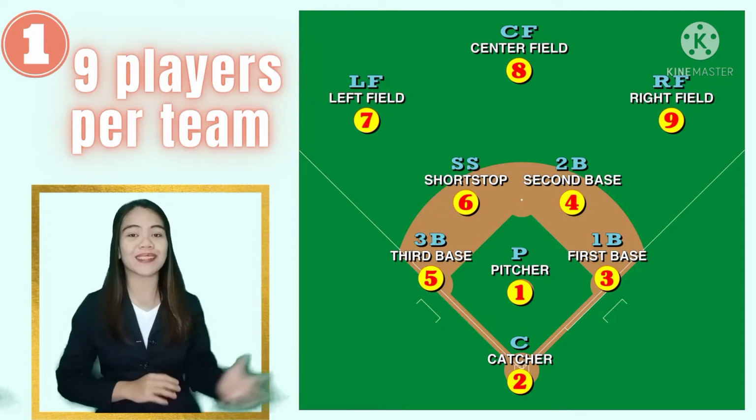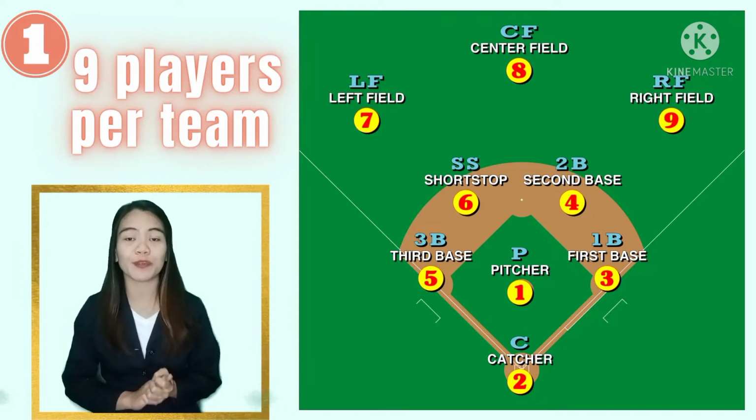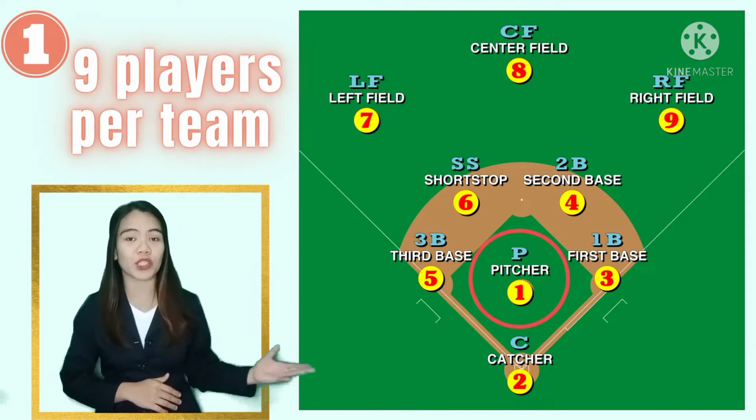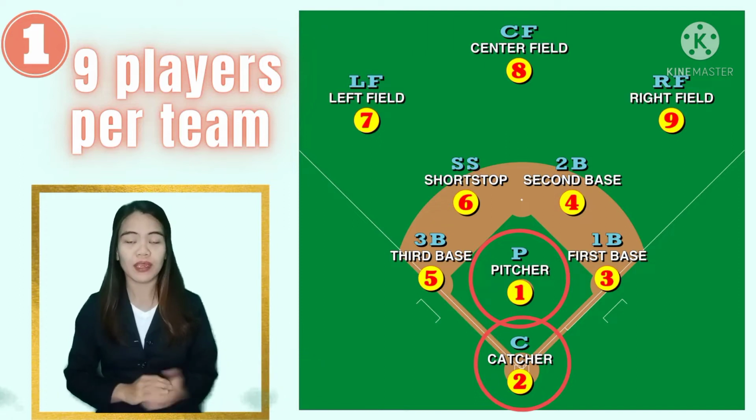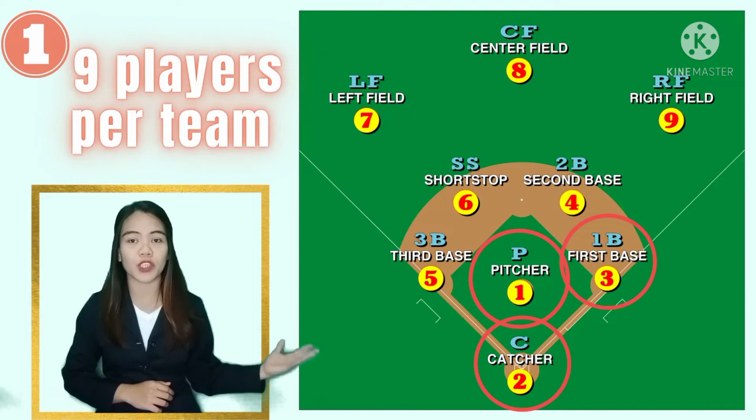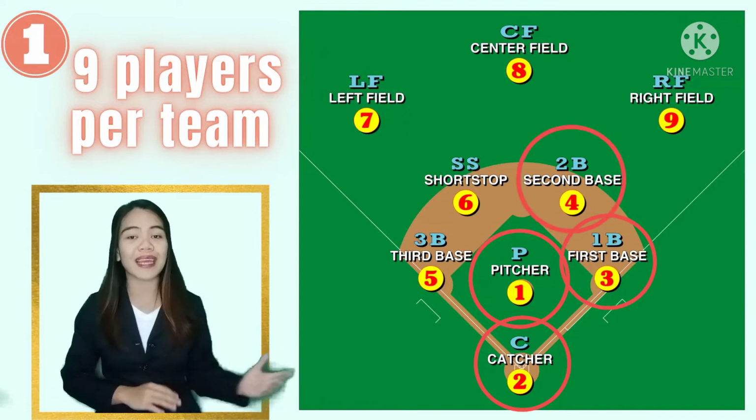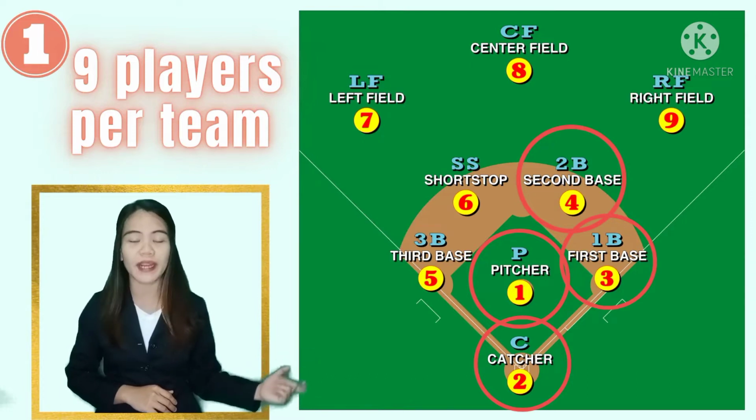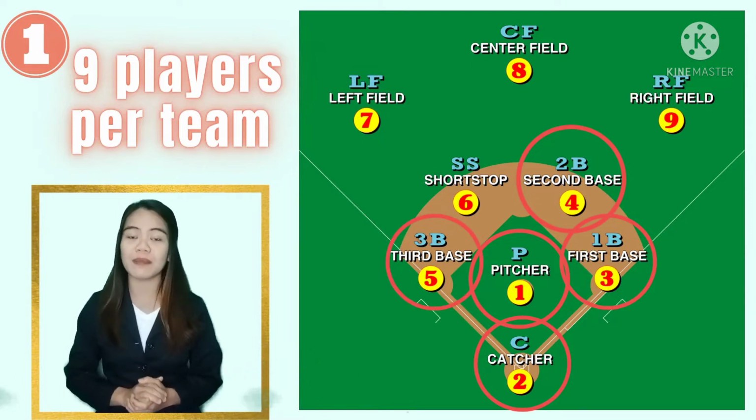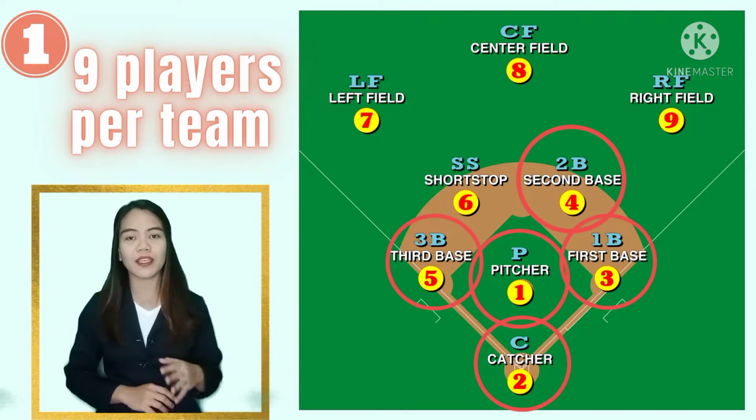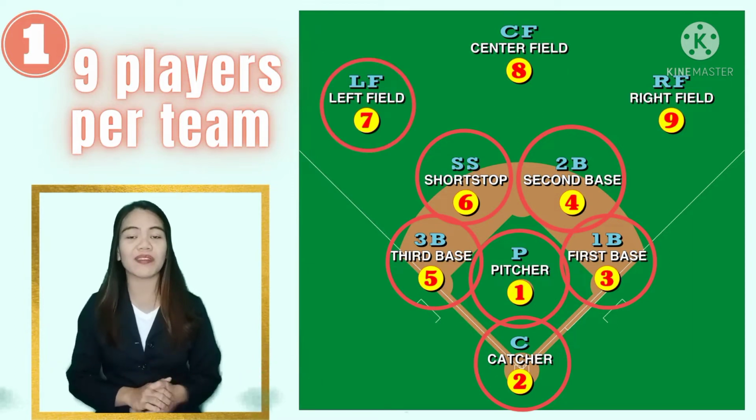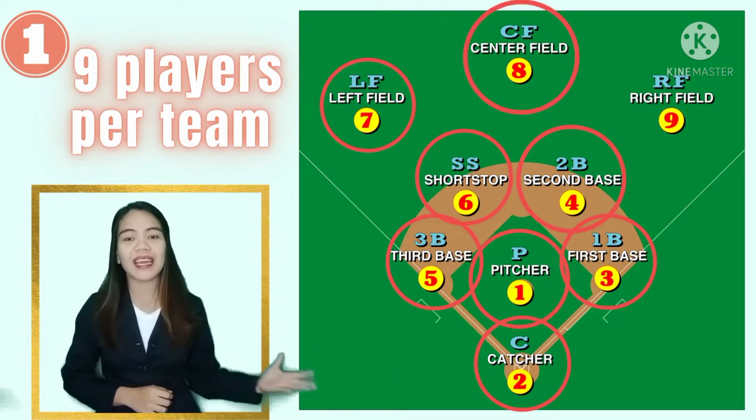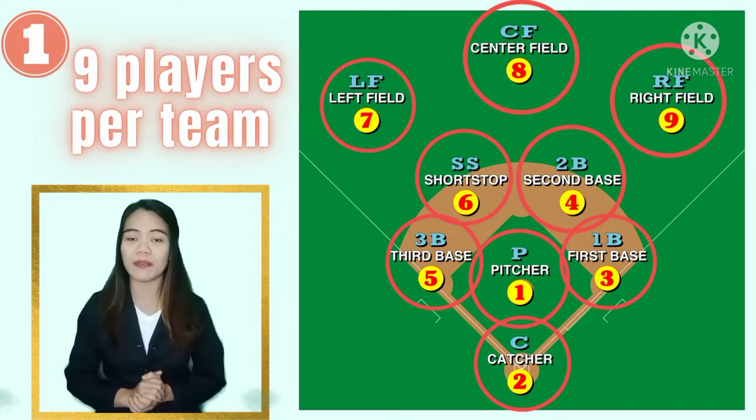For our first rule, in softball there are only 9 players per team, including the first player, the pitcher, from position number 1; the second player, the catcher, from position number 2; the third player, the first baseman, from position number 3; the fourth player, the second baseman, from position number 4 on the field chart; the fifth player, the third baseman, from position number 5; the sixth player, the shortstop, from position number 6; the seventh player, the left fielder, from position number 7; the eighth player, the center fielder, from position number 8; and lastly the ninth player, the right fielder, from position number 9.